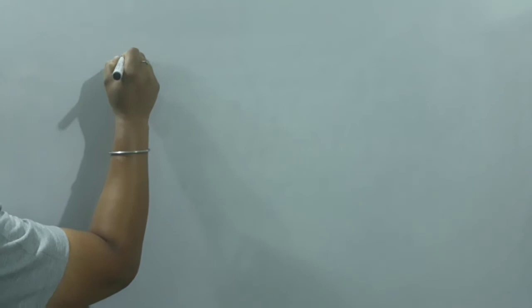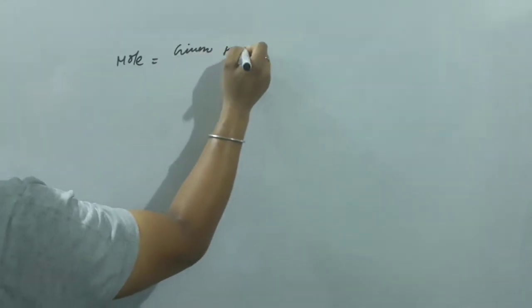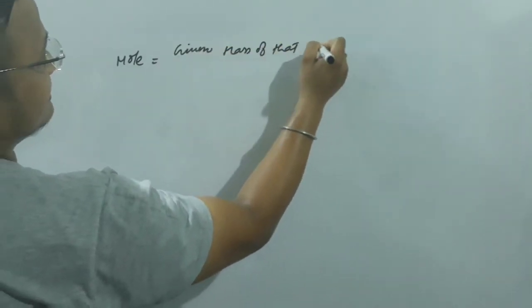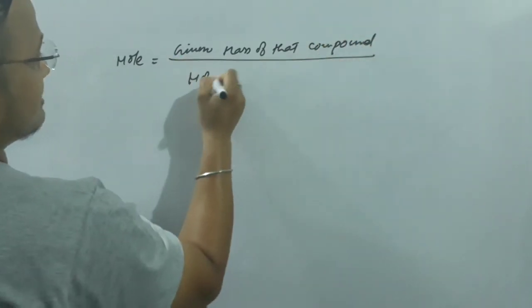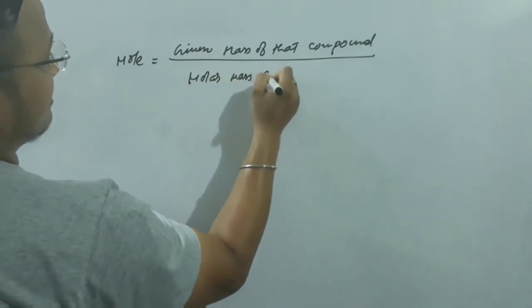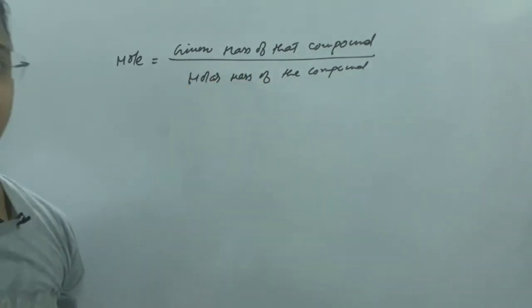Now we can easily find out the mole of any substance with some formula. Mole of any compound equals what? Given mass of that compound divided by molar mass of the compound. So when you divide the given mass of the compound by its molar mass, that is how we find the mole of a particular substance.